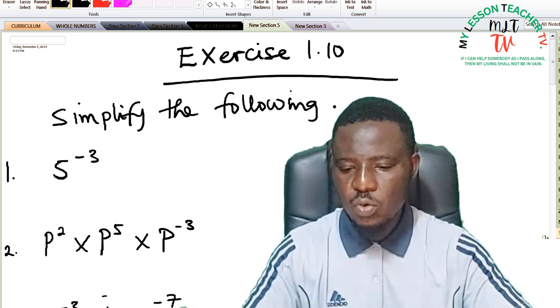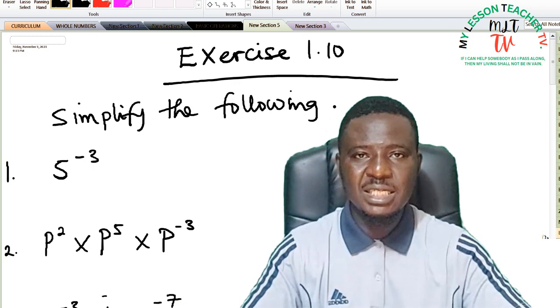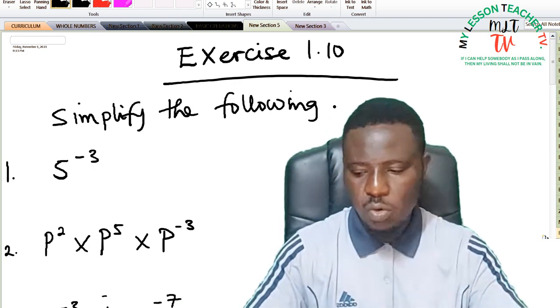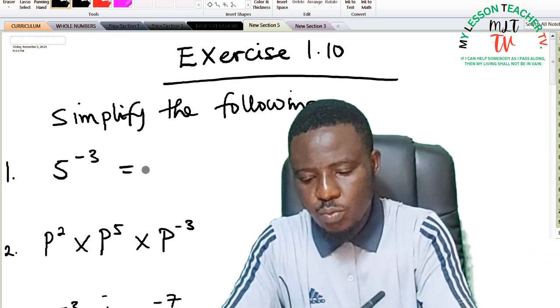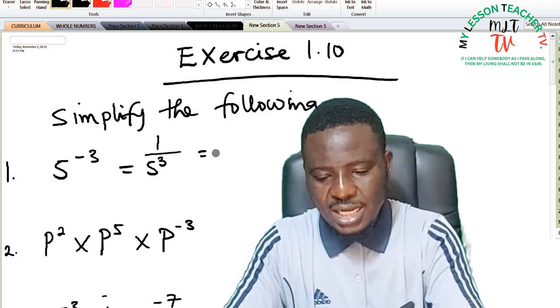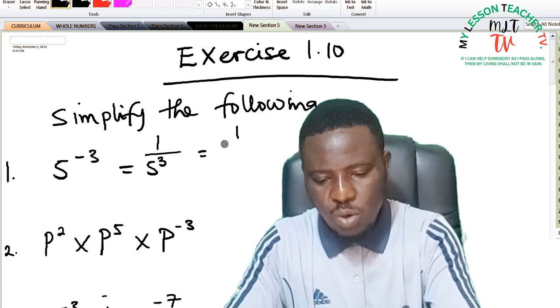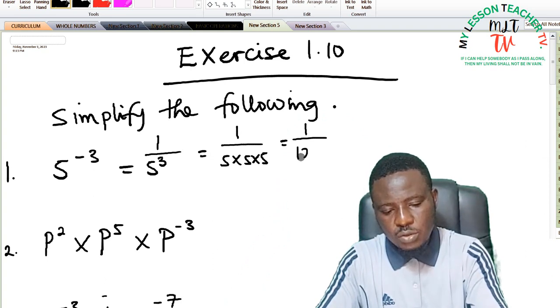Exercise 1.10 says we should simplify the following. Number 1: 5 raised to the power of minus 3. Looking at this, it is a negative indices law. So we shall apply the negative indices law, which is equal to 1 divided by 5 cubed. And if you don't want to leave your answer in index form, this can be said to be 1 divided by 5 times 5 times 5, which is 1 divided by 125.